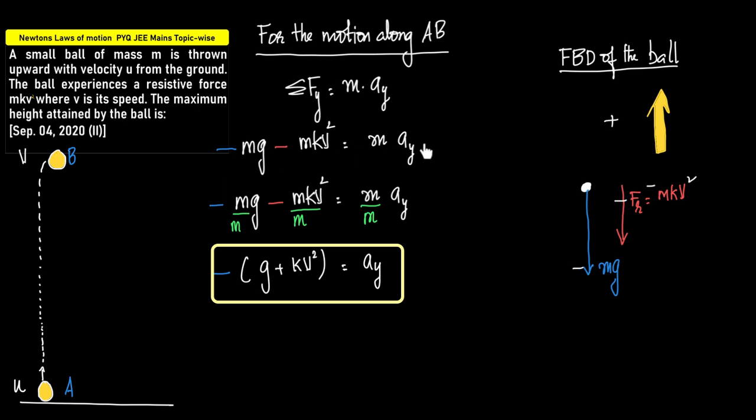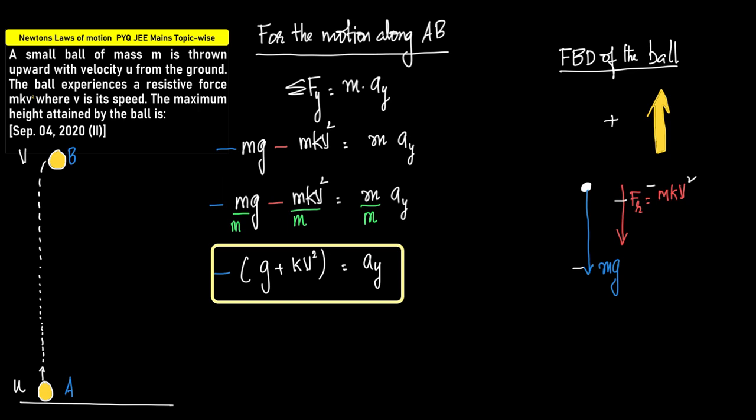Now, in this equation, I'll divide this complete equation by m. What do I get? m by m is 1. So I'll take negative common, so that becomes minus of g plus kv square is equal to Ay. So what is the net acceleration on this body? It is the negative sum of g plus kv square.